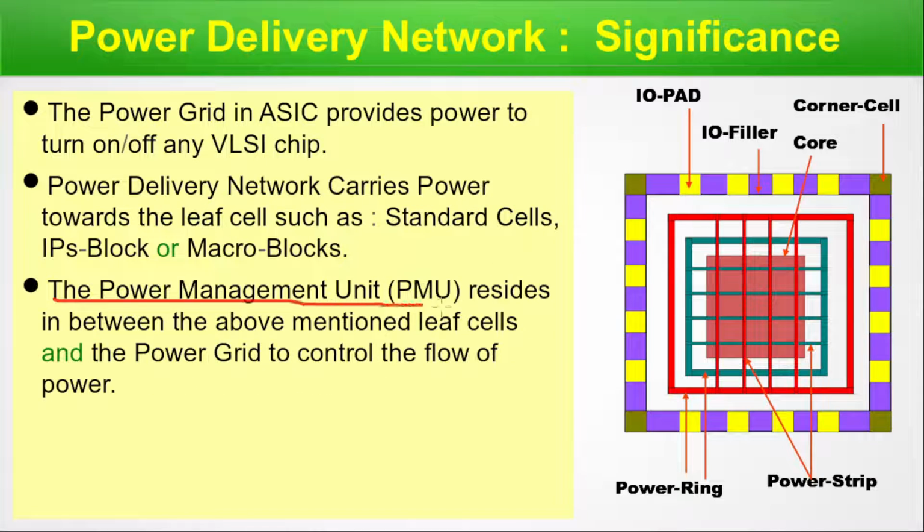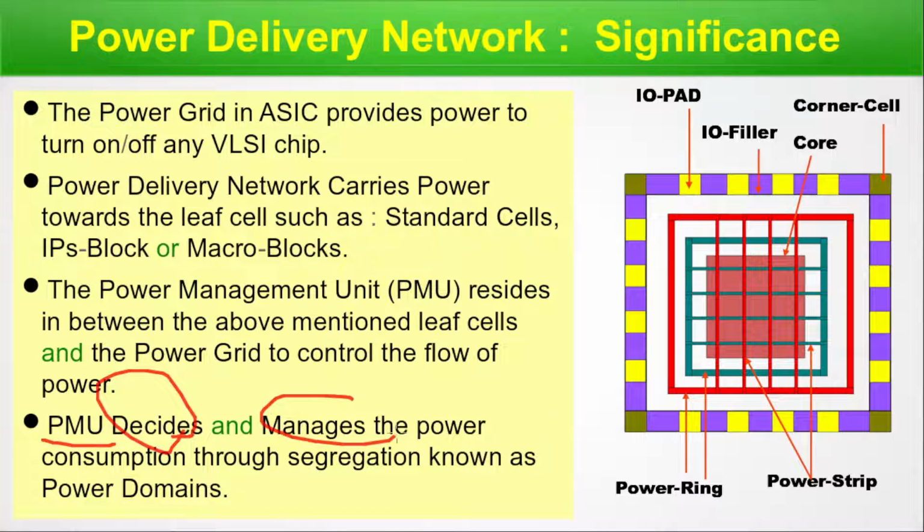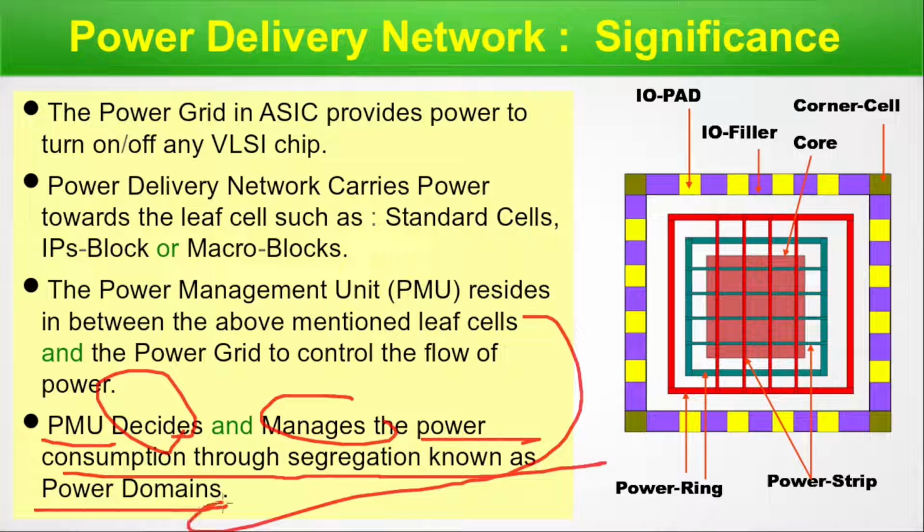The power management unit resides in between the above mentioned leaf cells and the power grid to control the flow of the power. The purpose we have described in the previous slide already, why we have a power management unit. And remember here, the power management unit is abbreviated as PMU. Sometimes it is called power management block also. PMU decides and manages the power consumption through segregation known as power domains. How this thing works? It works through the power domains.